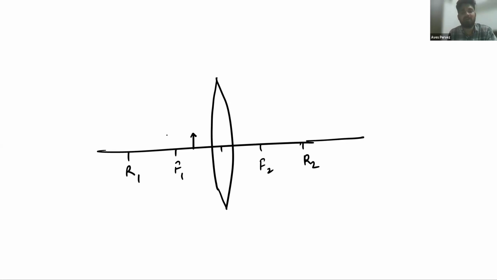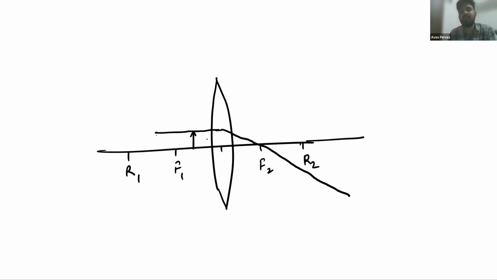Now we will pass the first ray parallel, at the top of the object. Don't pass this ray like this. Always pass the parallel ray from the top of the object. When it passes as a parallel ray, it will pass through the focus, like this.